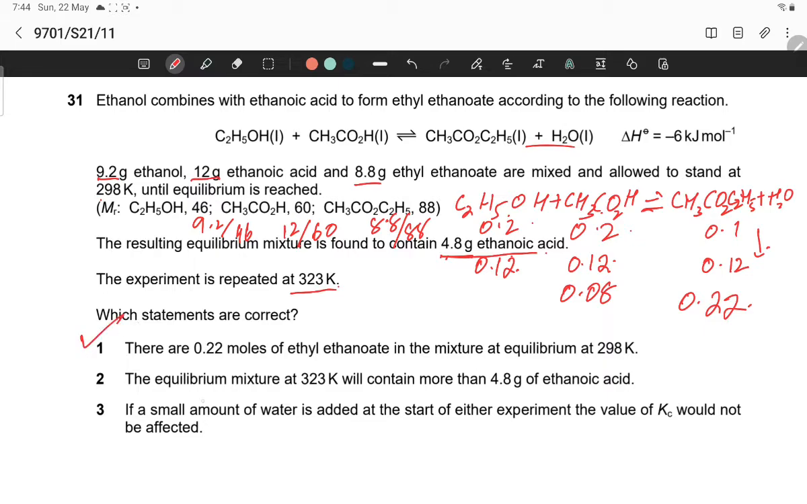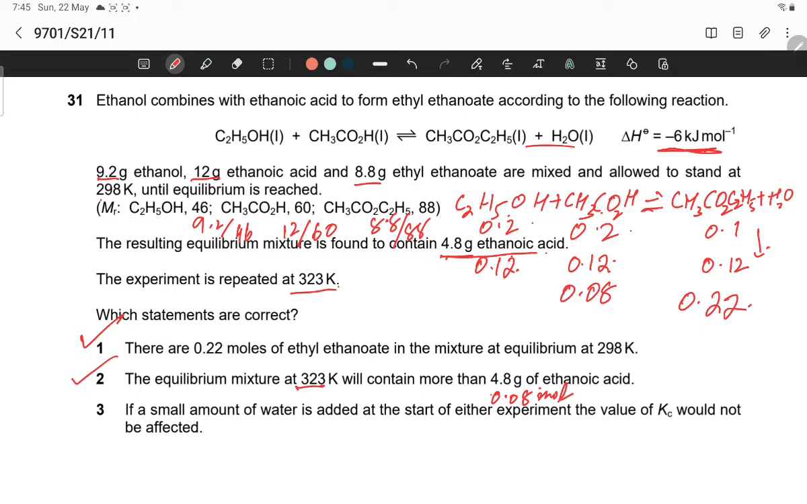So this is correct. The equilibrium mixture at 323 Kelvin will contain more than 4.8 gram of ethanoic acid. So 0.08 moles is equal to 4.8 gram of ethanoic acid. This reaction is an exothermic reaction. When we increase temperature, the reaction will be reversed and more carboxylic acid is formed. So this option is also correct. More reactants are formed because the equilibrium will shift to the left-hand side, giving more than 4.8 gram of ethanoic acid.